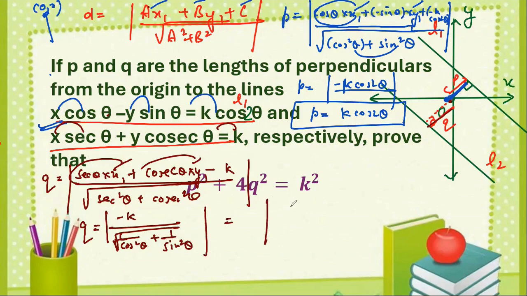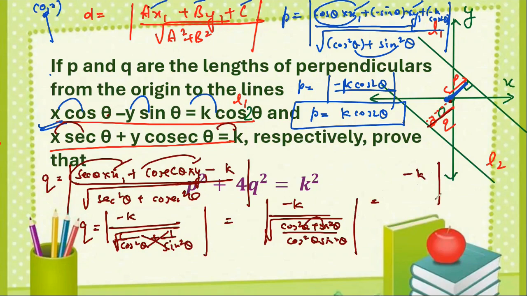So when I solve it further, it gives me negative K over, when I take the LCM here, it will become sin square theta and cos square theta. So cos square theta plus sin square theta over cos square theta, sin square theta. This will give you 1. So you are left with negative K over the square root of 1 over cos square theta and sin square theta.